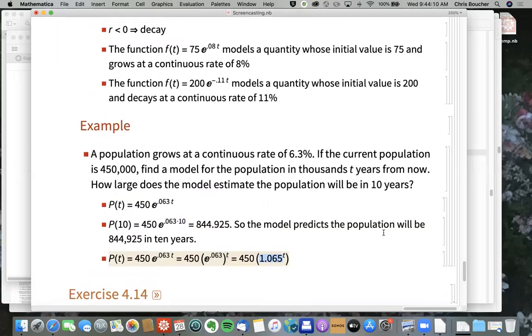All right, that's an introduction to exponential functions. This is section 4.1 in the book, and the quiz Friday will be 4.1 and 4.3.